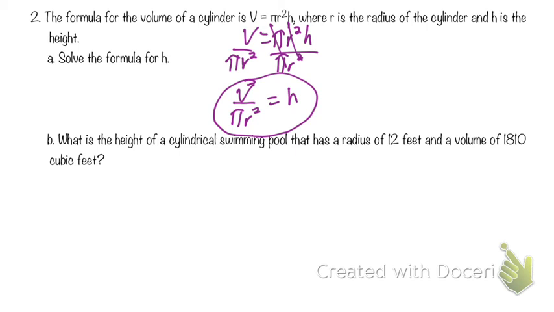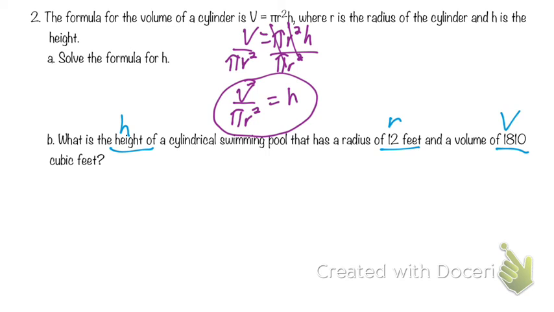Okay. What is the height of a cylindrical swimming pool that has a radius of 12 feet and a volume of 1,810 cubic feet? We're asking, what is the height? Height is which letter? Cylindrical swimming pool that has a radius of 12 feet. So what's that? R. Volume of 1,810 cubic feet. That's V. So we are trying to find H, and we know R and V. Same thing with our formulas. We plug in what we know, solve for what we don't.